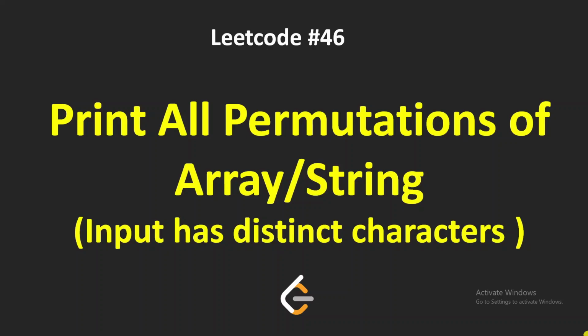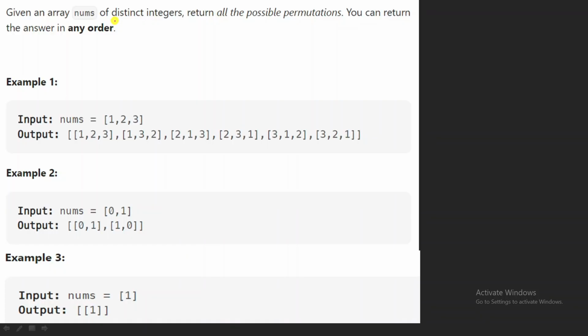Hi, in this video we will understand one of the LeetCode questions which is related to permutation of an array or a string. Okay, so let's understand what is the meaning of this question and what this question is asking. The question says we are given an integer array, and all the elements in the integer array are distinct.